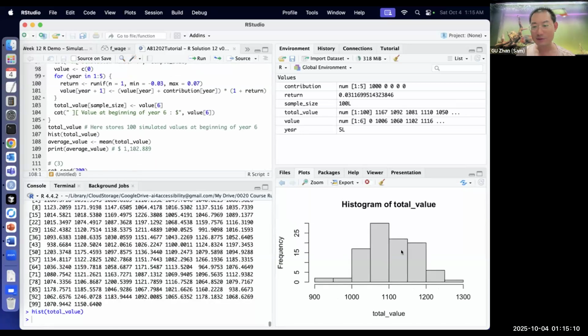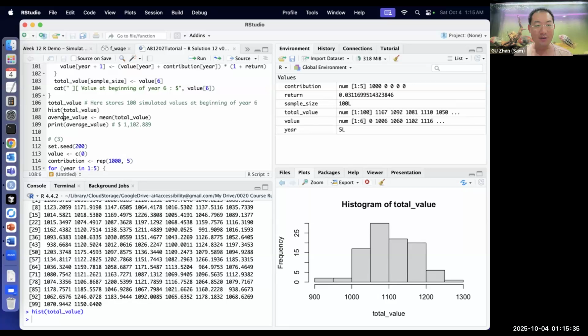You plot the histogram of the total value. What are you seeing here? Okay, so this is your sample distribution of the investment on the 6th year. So this is a sample distribution, not a sampling distribution. Okay, sample distribution. So average value.